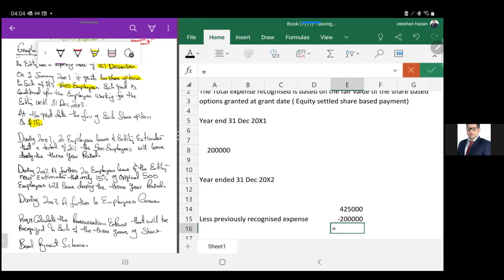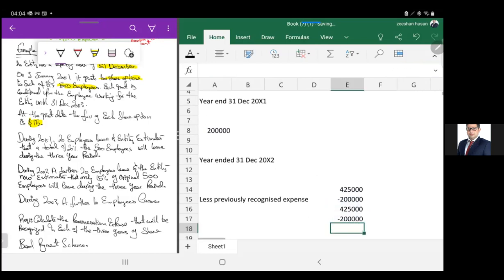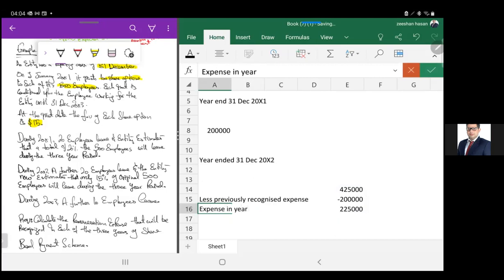So is equal to this and this. Okay, sorry, is equal to sum, this plus this. 225,000 is the expense for the year ended 31st December 2000X2.